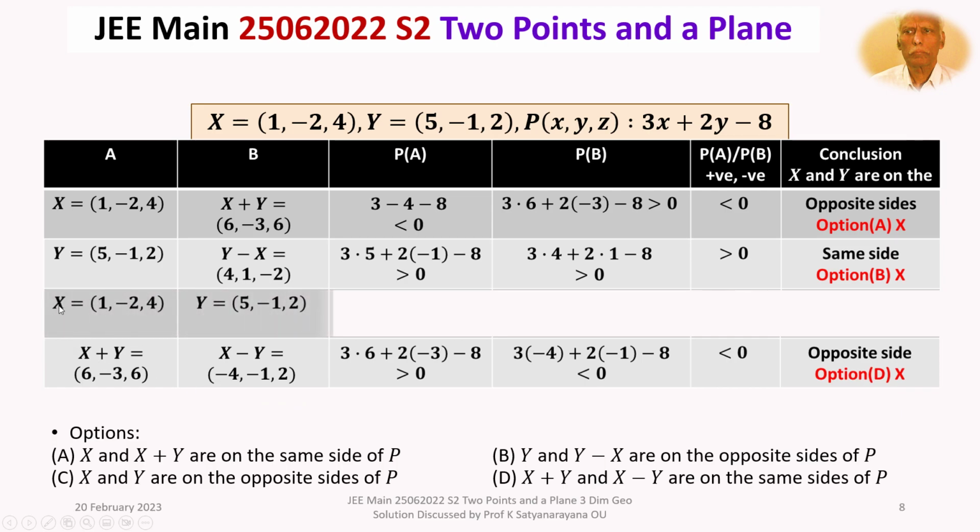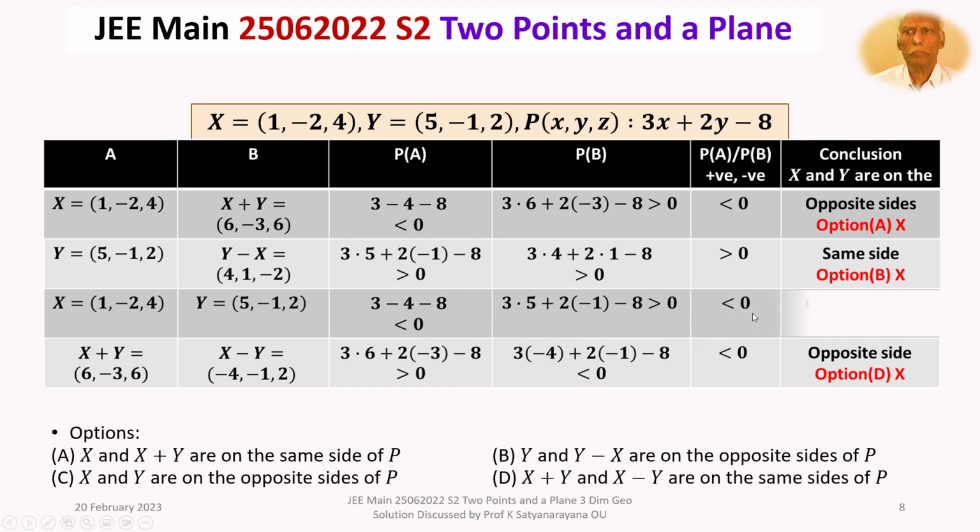In option C, we have x and y. P at x is negative, P at y is positive. Negative by positive is negative, that is opposite, so they lie on opposite sides of P. It is given in C as opposite sides, it tallies, therefore option C is the correct answer. We have done this in serial order, although after the first two rows we jumped to option D. Normally the student psychology is that he will test for x and y, because x and y are readymade there, to see whether they lie on the same side or on opposite sides. In this case you get an answer, and you stop doing the remaining.